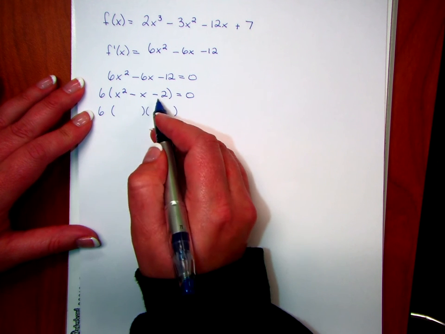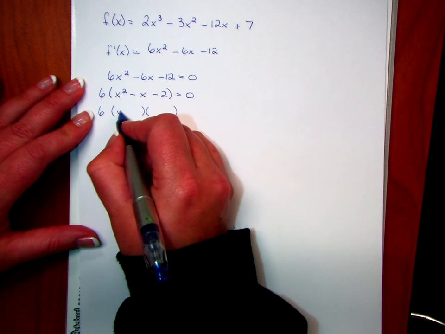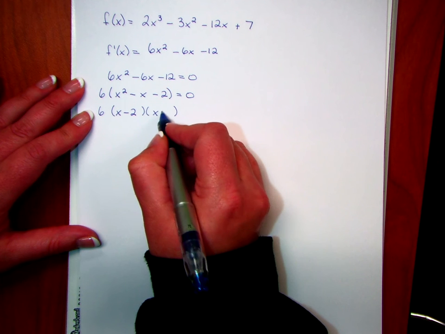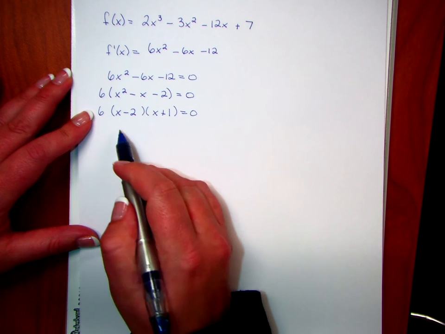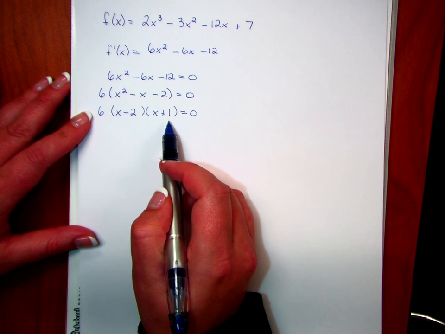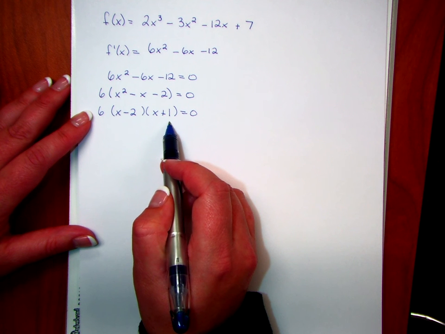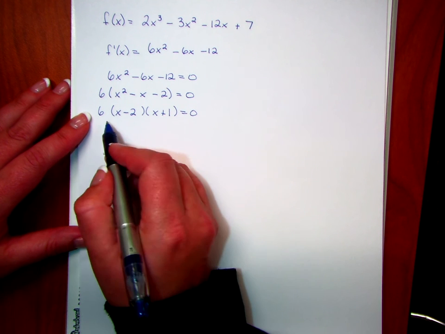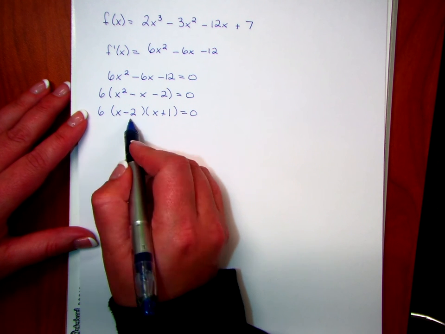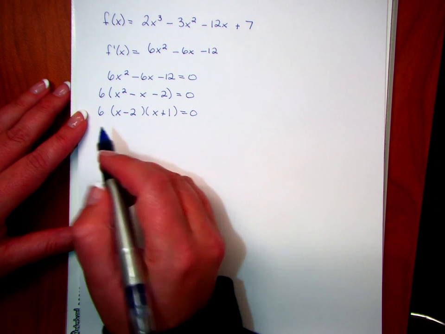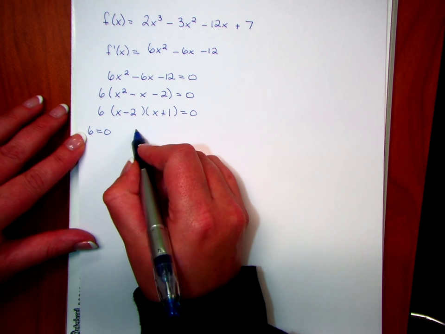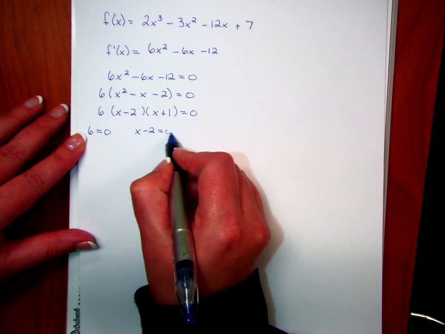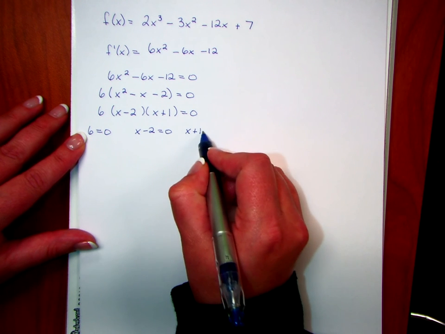So multiply to negative 2, add to negative 1. We're looking at minus 2 and positive 1. That's where, if I were to solve this, the derivative is going to equal 0. So I have 3 factors here, and I am going to be really careful to always set each factor equal to 0. So 6 equals 0, x minus 2 equals 0, x plus 1 equals 0.